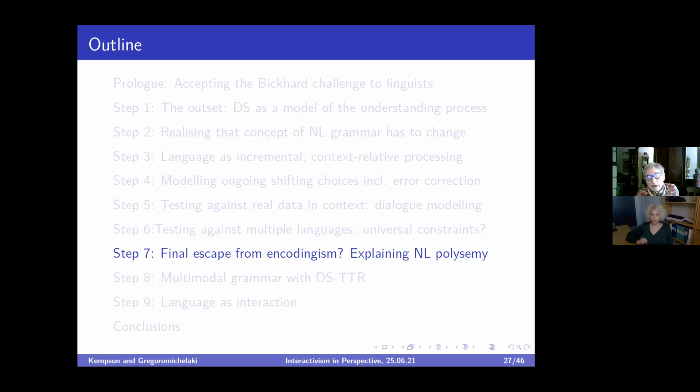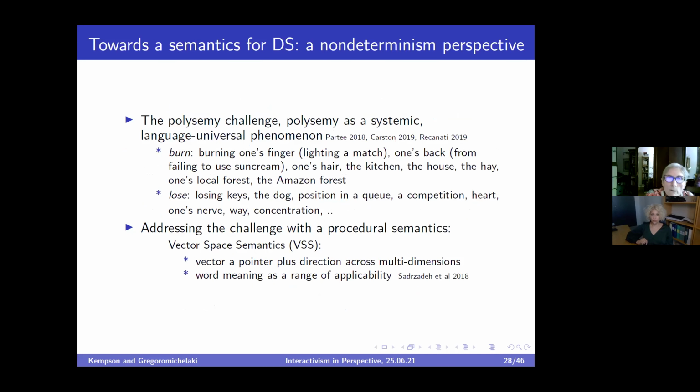Okay, so here's the final thing which really has begun to obsess me in just recent months. We must have a semantics which has an undetermined perspective. That's because polysemy is just everywhere in natural languages, really everywhere. Just look at the cases of burn. You can burn your fingers, you can burn your back if you don't use sun cream, you can burn your hair, you can burn the house, you can burn the Amazon forest. These are all very different effects for burning. And also lose, but there are just too many of them. All languages display them everywhere.